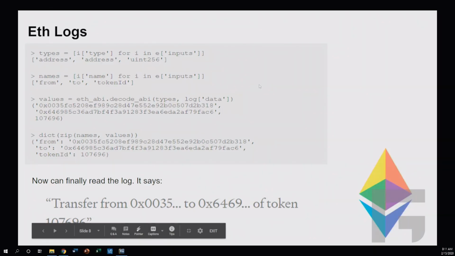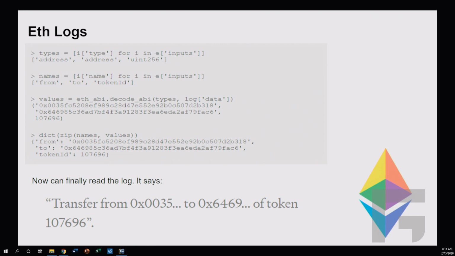We can decode the data from that transfer event by doing a little coding magic, and we get out the type and the name. And then this step here is really important. It's called ETHABI. ABI is a term you hear a lot. It stands for Application Binary Interface.